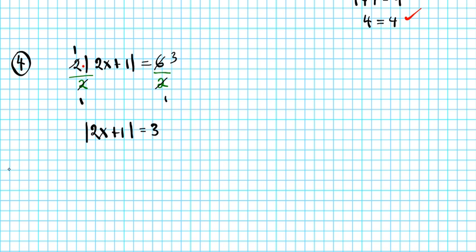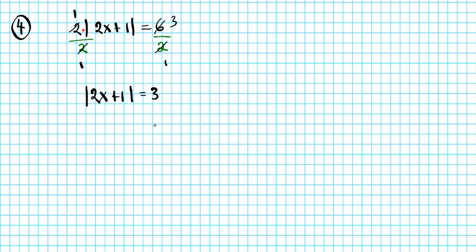Now, what does absolute value mean? It means distance from 0. So the quantity 2x plus 1 is 3 units from 0 to the left or right. So how do I write left or right? That's plus or minus. So plus or minus the quantity 2x plus 1 equals 3.